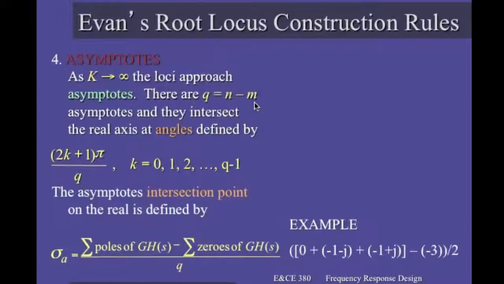The asymptotes are equally spaced as far as their angle. They form angles with the real axis that are calculated by this formula: (2k plus 1) pi divided by q, where q is the number of asymptotes, and k is an integer parameter increasing from 0 up to q minus 1.